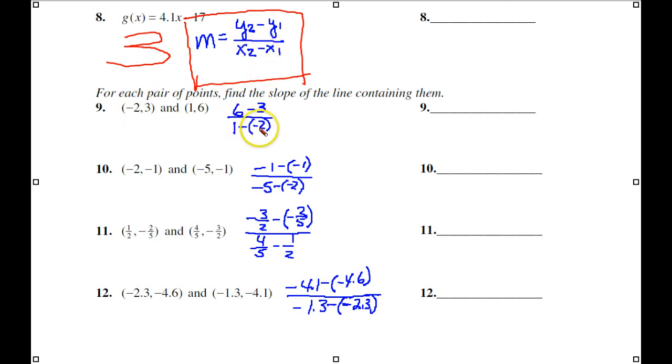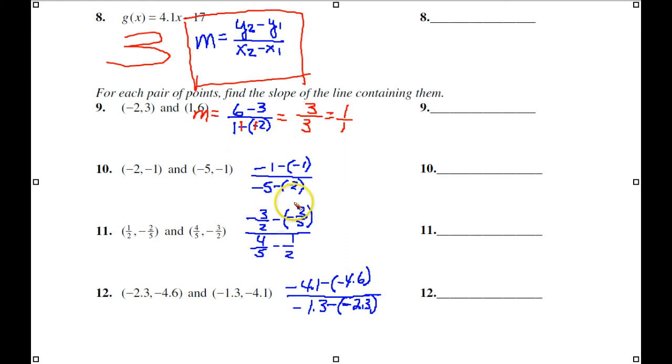So you have to put that in parentheses because something's going to happen here. The opposite of a negative will make this a positive. So this is going to be a 3 on top over 3 on the bottom. So our slope here, and I could put a letter m out there, is going to be 1. Now really it's 1 over 1, but we just write it 1, but it's 1 over 1. Okay?